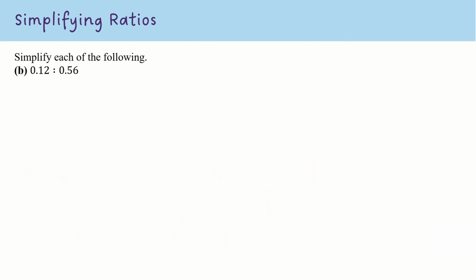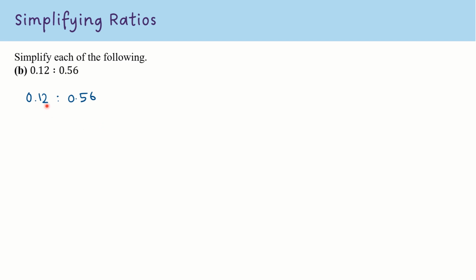Let's take a look at another example. In this case, we have 0.12 is to 0.56. How do we go about simplifying this ratio then? We follow the same principle as what we did when we had fractional quantities: we want to change our quantities into integer values first. In this case, with 0.12 is to 0.56, what we could do is multiply by 100 on both sides. Why is it 100?